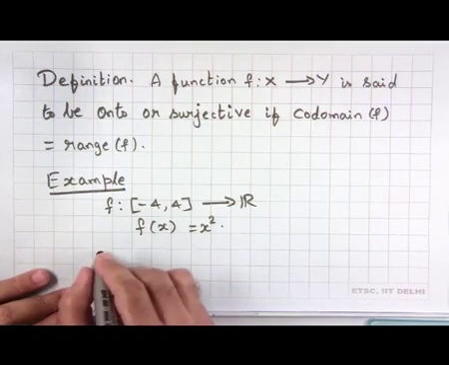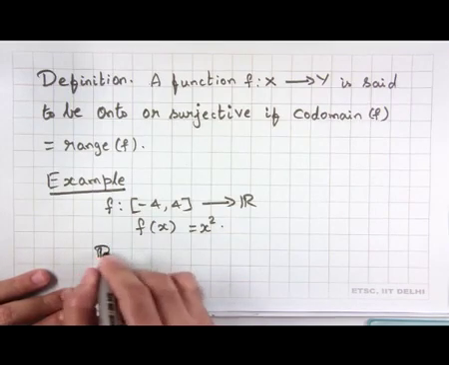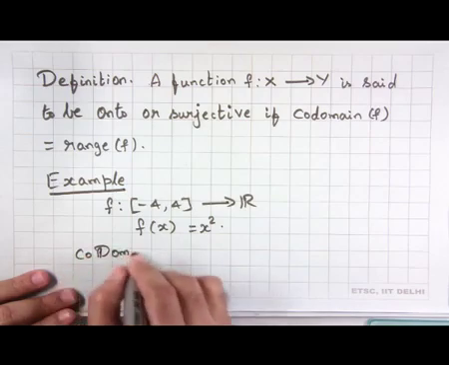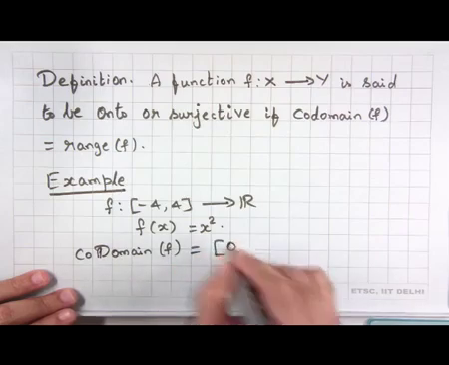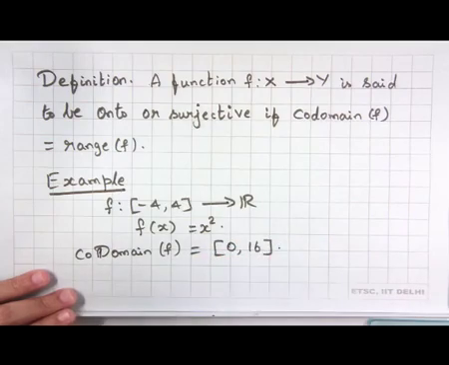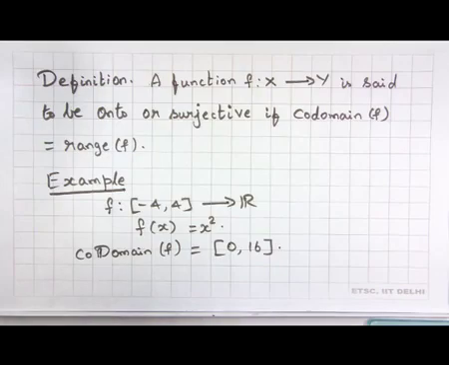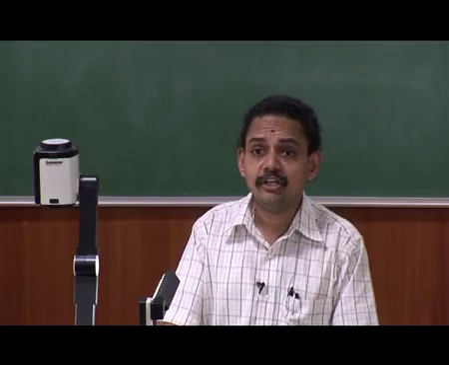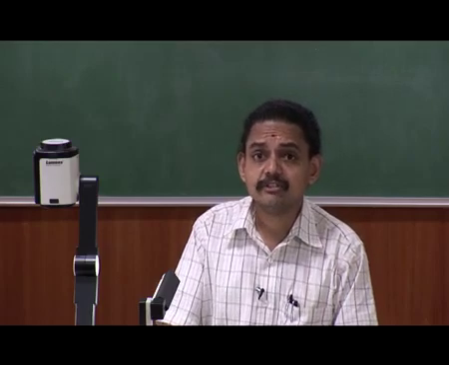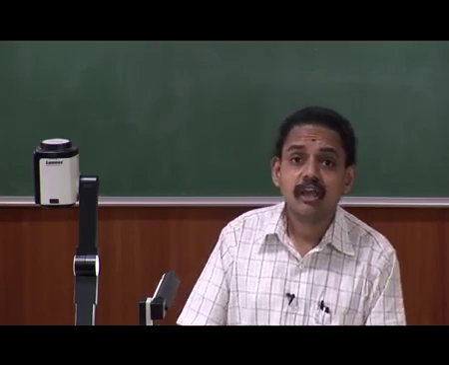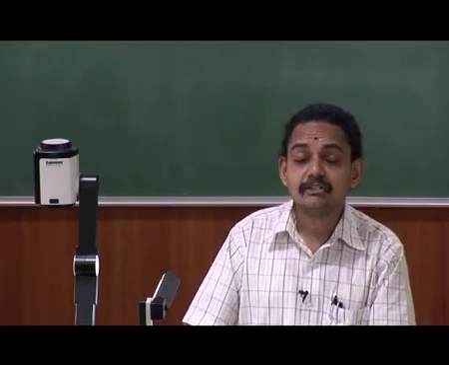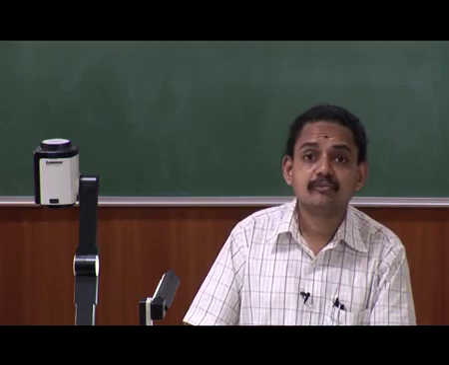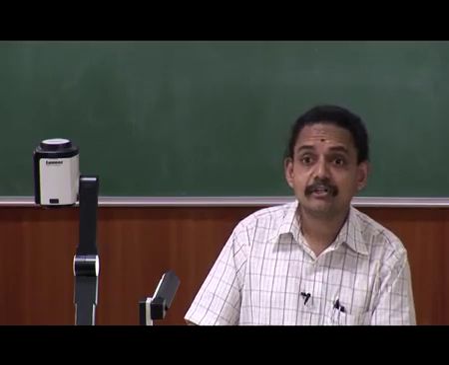Now, if you look at this one, the codomain of f in this case is going to be just from 0 to 16. Thus, if I pick an element which is not between 0 to 16, or if I choose any element which is negative, or if I choose any real number which is greater than 16, then there does not exist an x from minus 4 to 4 such that f x is going to give me that real number, right.